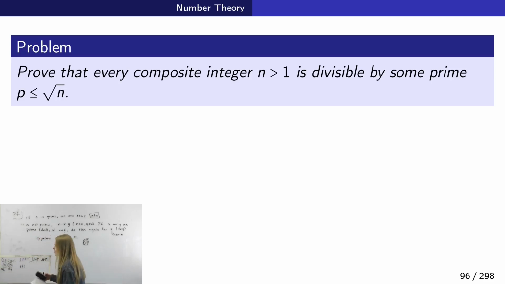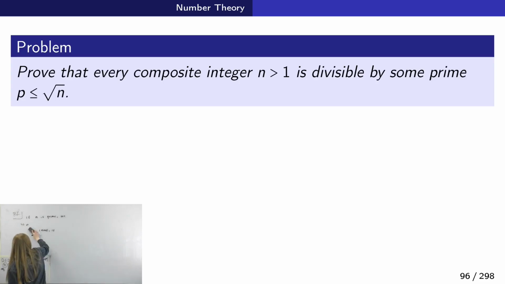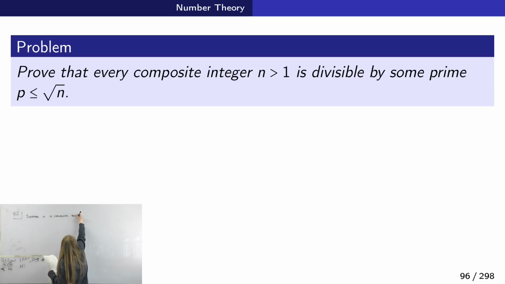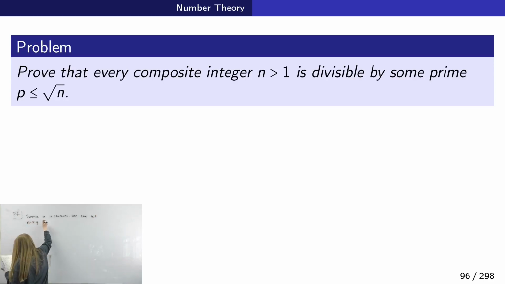Okay. Every composite, okay, so the theorem statement is, prove that every composite integer that's greater than 1 is divisible by some prime p that is less than or equal to the square root of n. Okay, so we're just going to suppose n is composite. We're given that. We don't need to suppose it. But we can let n equal x times y because it's composite, where x and y here are integers.